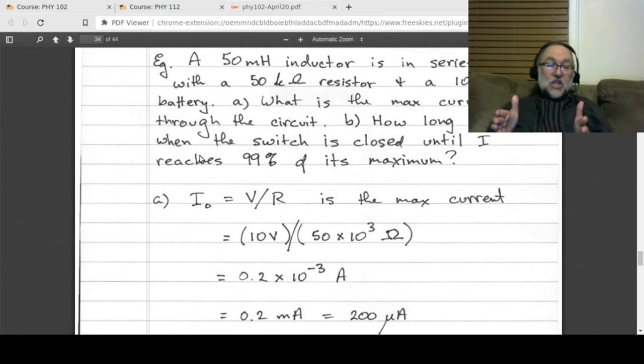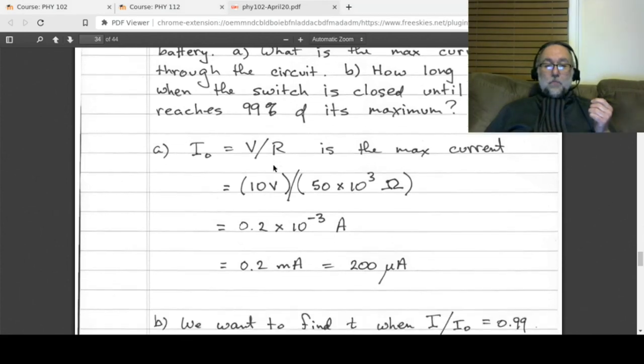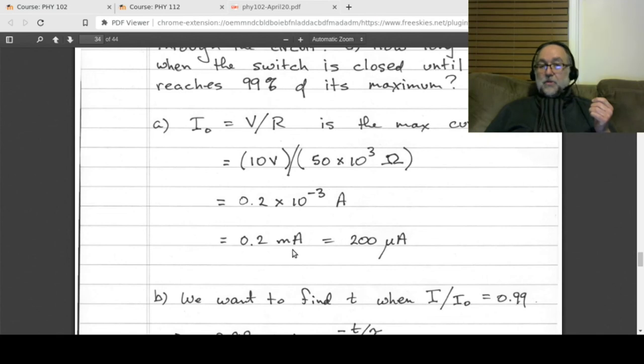Remember, it's the changing current which leads to the changing magnetic field, which leads to the counter current that tries to counteract the changing current. That's what's going on. And so it's just Ohm's law. Yeah, there's an inductor there, but the maximum is just Ohm's law. It's V over R. And so you have 10 volts divided by 50 kilo ohms. Kilo is 10 to the 3. And so that turns out to be 0.2 times 10 to the minus 3 amps, or 0.2 milliamps, or 200 microamps if you want to write it that way. This is a small current.